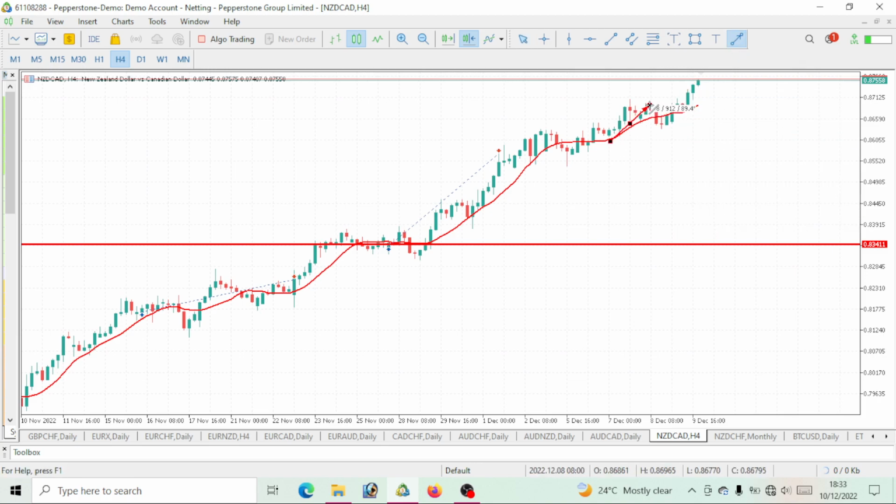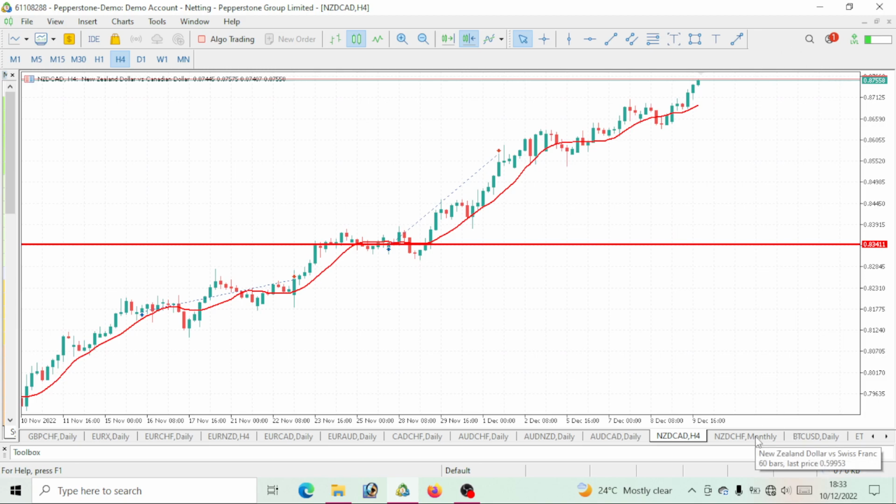So this is a bullish move. You can see this as an impulse move, then a correction, then this impulse move. Possibly on Monday or Tuesday, if a pullback has played out, then you can go ahead and go long. So this New Zealand CAD expects a bullish move for this week.